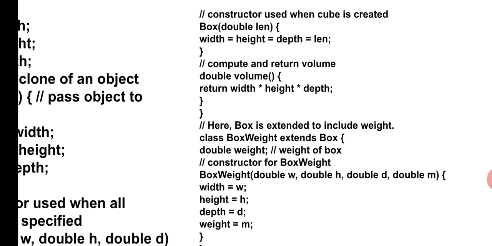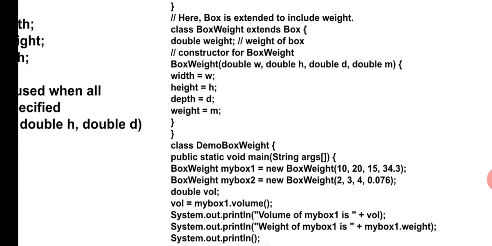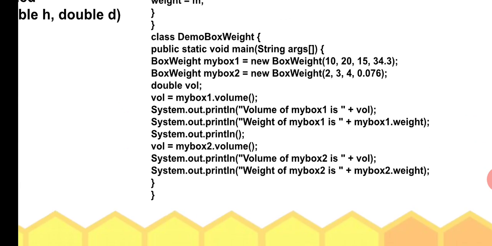So this volume method will return width into height into depth. The same value will come and sit in the volume variable, the VOL variable. The same VOL variable will be printed in the next line, System.out.println volume of myBox1 is VOL. So that VOL will have the value of 10 into 20 into 15, that is nothing but 3000. Correct?